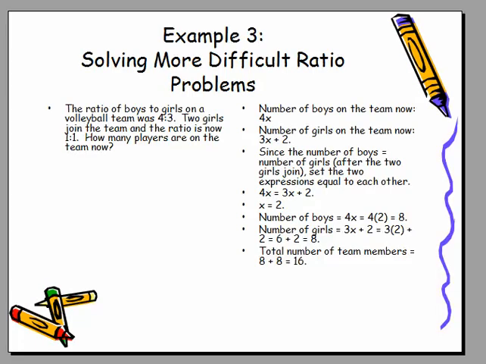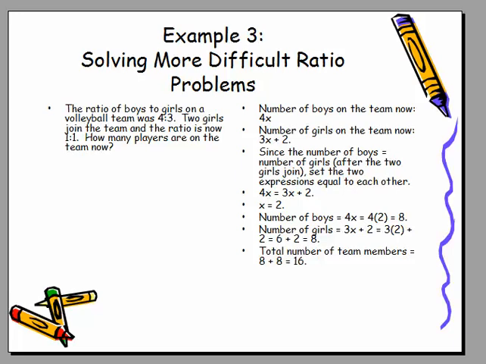Example 3. Solving more difficult ratio problems. The ratio of boys to girls on a volleyball team was 4 to 3. 2 girls joined the team and the ratio is now 1 to 1. How many players are on the team now?